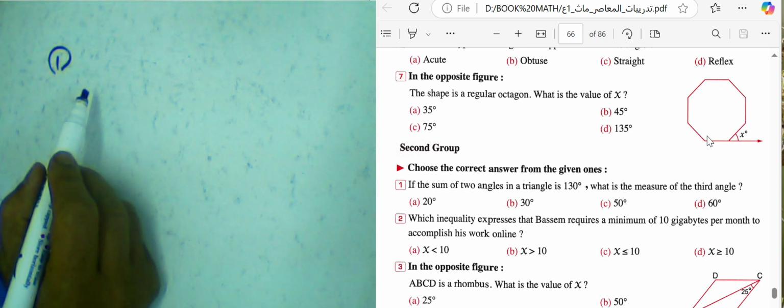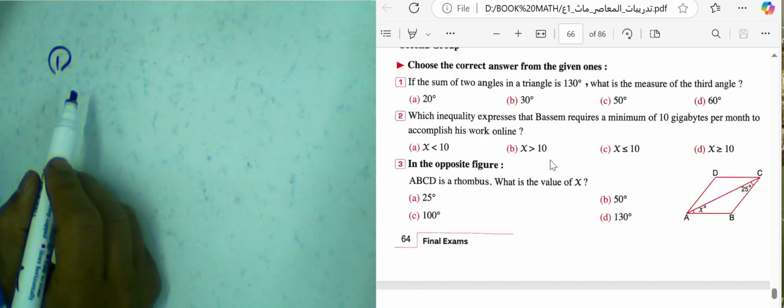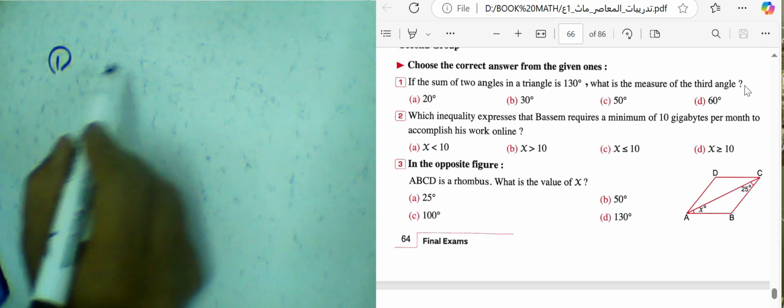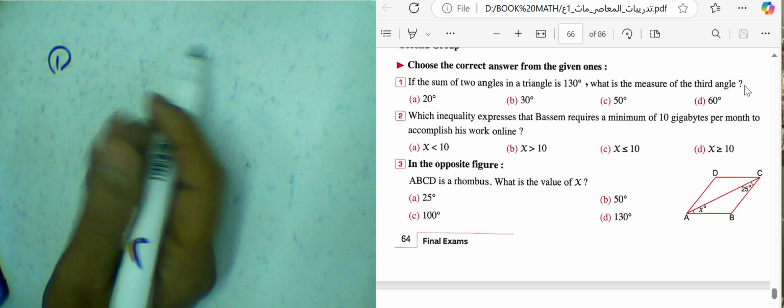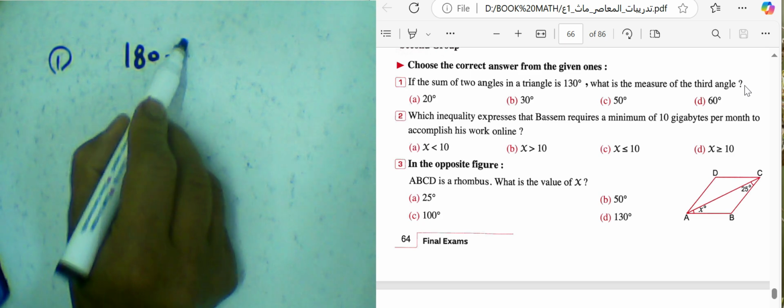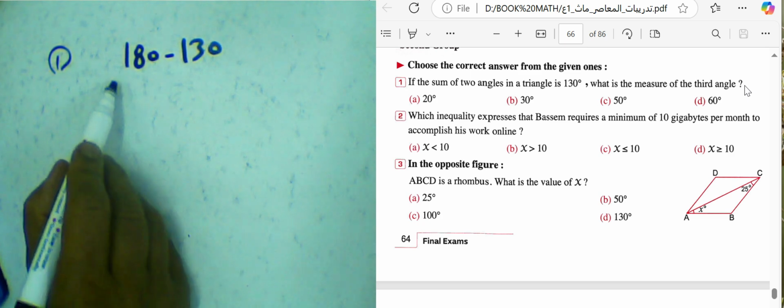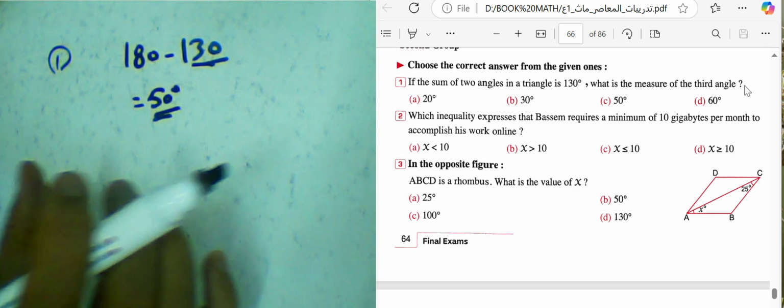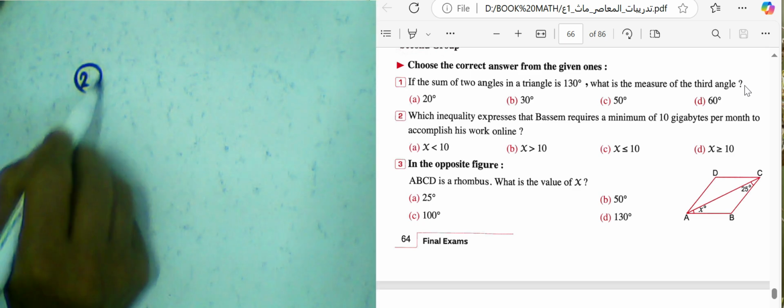Next question, choose the correct answer. Number 1. If the sum of two angles in a triangle is 130, what is the measure of the third angle? We know the sum of interior angles in any triangle is 180. So 180 subtracted by 130 will be 50 degrees. It's the measure of the third angle in the triangle. Choose letter C.